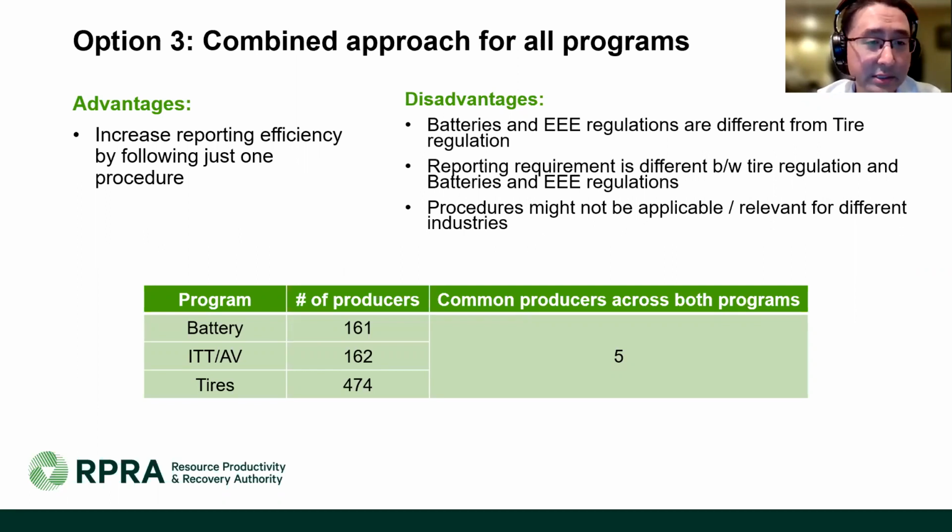Some of the disadvantages of having one combined verification procedure for all three materials are, first, the battery and electronic regulation are different from the tire regulation. For example, if battery and electronics or ITTAV producers use post-consumer content in their product, they have the opportunity to deduct it from their supply data, and that's not the case in the tire regulation.